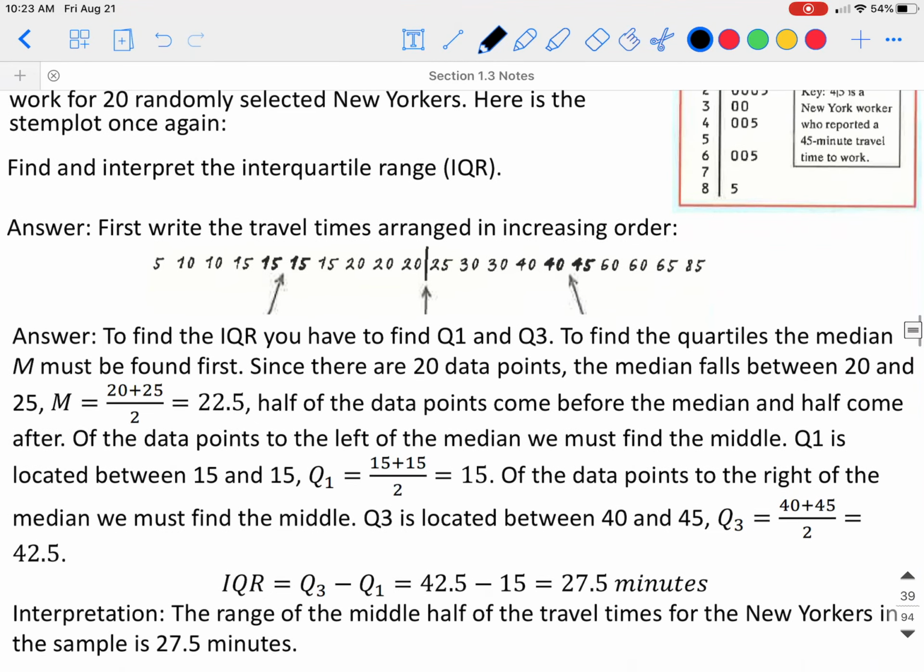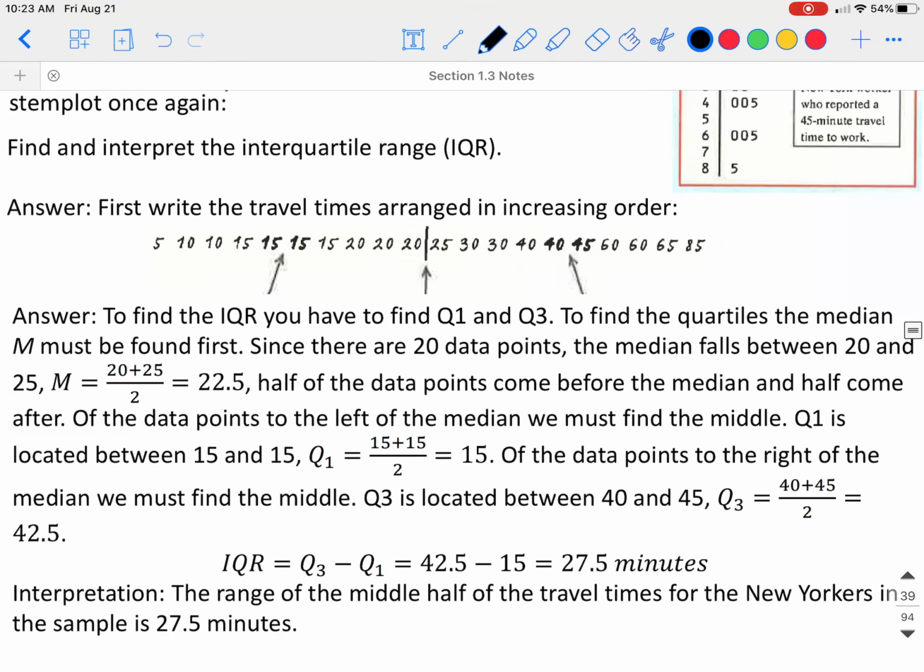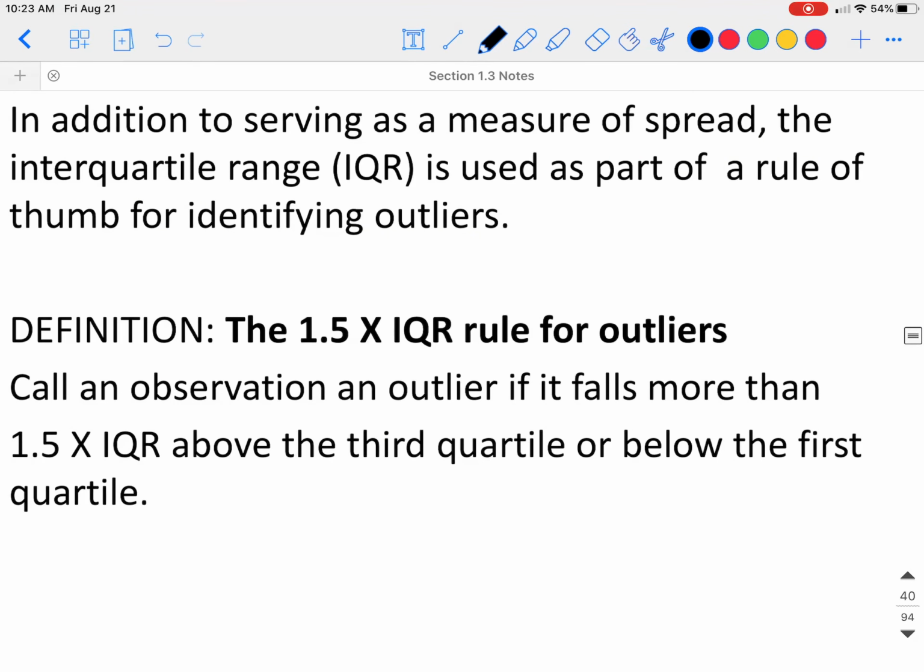To find the IQR, you are then going to take your two values, your 42.5 and your 15. You will subtract them, and you will have an interquartile range of 27.5 minutes. This means that the range of the middle half of the travel times for New Yorkers in the sample is 27.5 minutes. Again, with statistics, you can't just tell me the IQR is 27.5. You have to have units, and you have to put it back into the context.